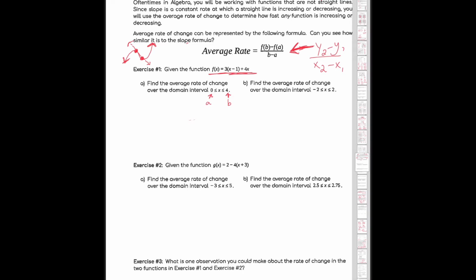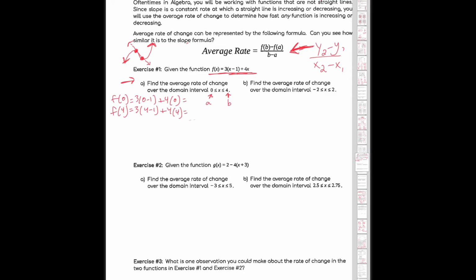So for the first one, it says find the average rate of change over the domain interval 0 to 4. So 0 is our a value and 4 is our b value. So now let's find f of 0 and f of 4. So f of 0 would be 3 times 0 minus 1 plus 4 times 0. Then we would have f of 4, which is 3 times 4 minus 1 plus 4 times 4.